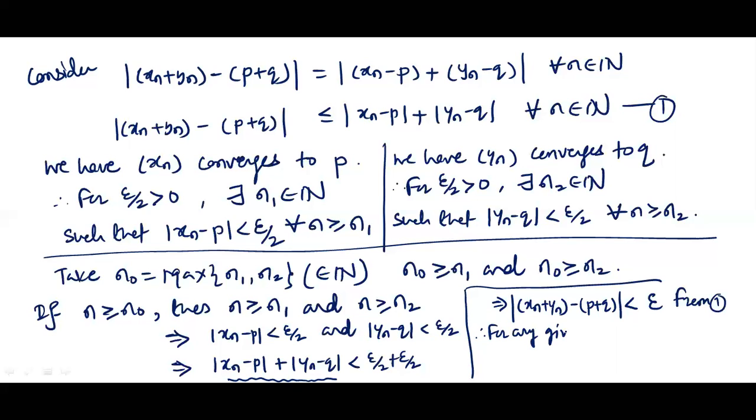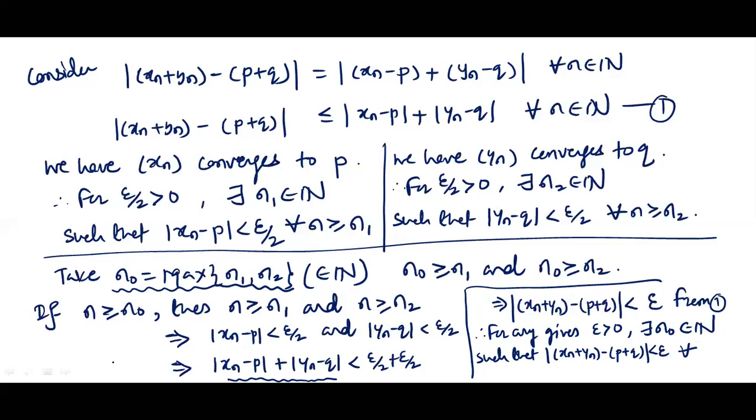Yes, means we have proved that for any given epsilon greater than 0, there exists a natural number n naught such that mod of xn plus yn minus p plus q is less than epsilon for all n greater or equal n naught, and hence the sequence xn plus yn converges to a real number p plus q. This is the end of the proof.